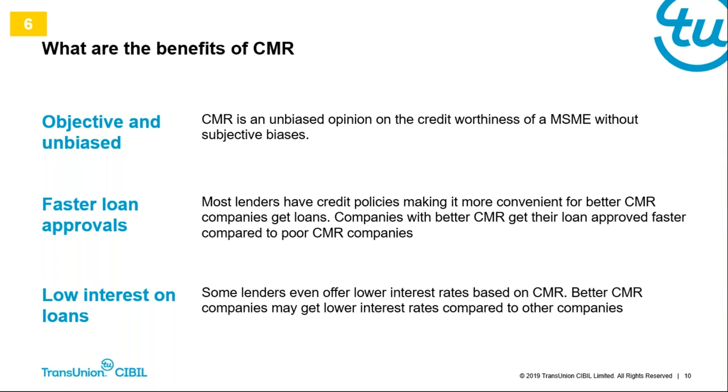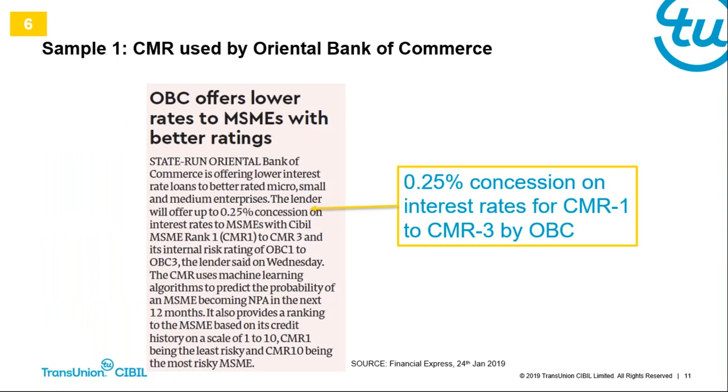Some of the lenders are actually offering lower interest rates based on CMR. So good CMR borrowers end up getting lower interest rates on the loans that they apply for. Now, let me show you a couple of specific examples of what's happening in the market. This is an example of Oriental Bank of Commerce, from a Financial Express press release in January 2019, where OBC said they will give 25 bips, so 0.25% concession on interest rates to MSMEs with CMR 1 to CMR 3.